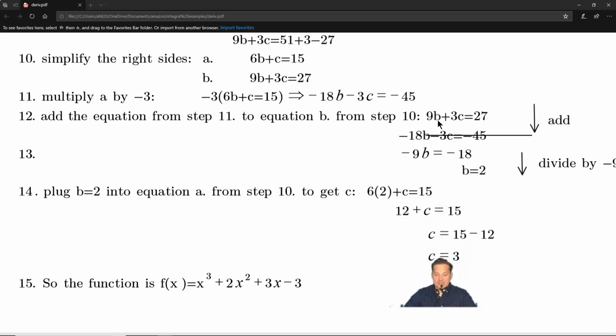Lastly, I put my pieces together. In other words, the function specifically that I am looking for is x cubed plus 2x squared plus 3x minus 3, which is the function with a, b, and c now replaced with their specific numerical values.